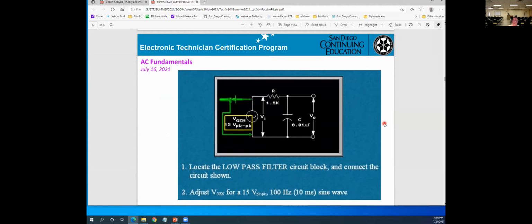Okay, now, when you start running your lab, they telling you locate the low pass filter circuit block and connect the circuit. Then they want to insert the V generator for 15 volt, 100 hertz, sideways. Okay.